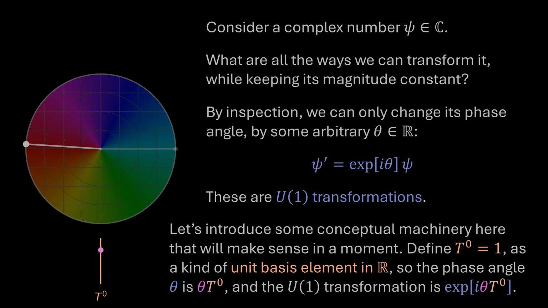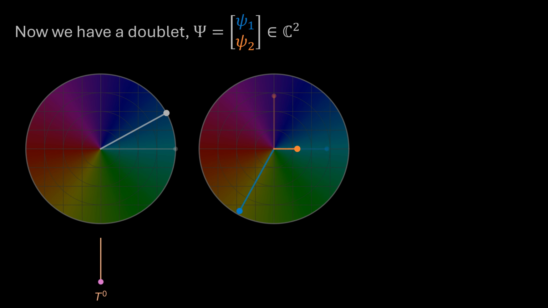All right, so now let's go to a slightly more interesting situation. Suppose we have a complex doublet, which you can think of as a vector in C2, the space of all two complex dimensional vectors. Now bear in mind, C2 actually has 4 degrees of freedom because each complex number has 2 degrees of freedom. So in this picture, I'm drawing the doublet as a blue and an orange complex number, and I'm using the colors blue and orange simply as a way to differentiate the two components. So the blue is the top component and the orange is the bottom component.